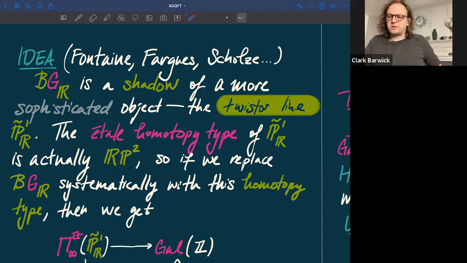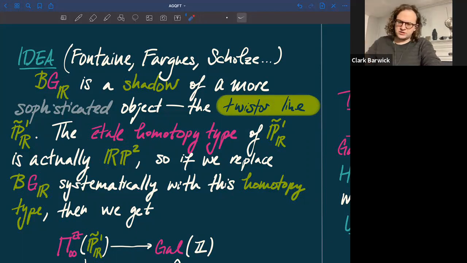one of the most remarkable properties is that if you look at suitably equivariant vector bundles over the twistor line, then that reconstructs for you the category of real Hodge structures. So this twistor line is quite a nice object, and its étale homotopy type is actually an RP2. And this RP2, its fundamental group is, of course, G_R again. But of course, there's a lot more homotopy happening in this RP2.